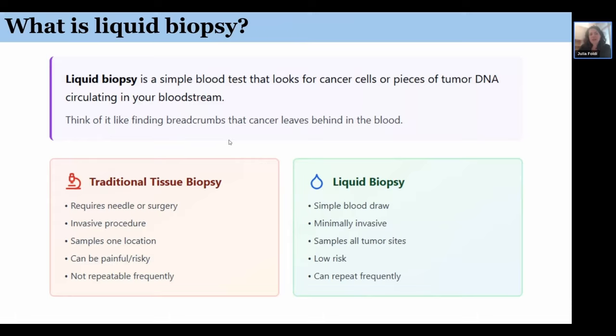So to jump right in to some quick definitions, liquid biopsy is a simple blood test that looks for cancer cells or pieces of tumor DNA circulating in the bloodstream. You can think of it like finding breadcrumbs that the cancer leaves behind in the blood.